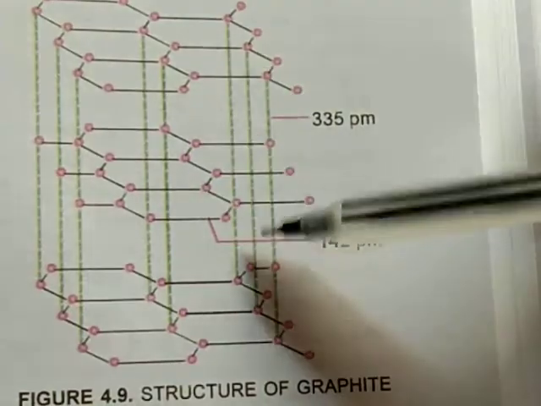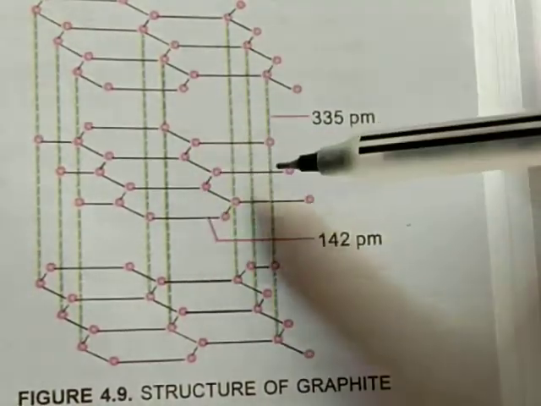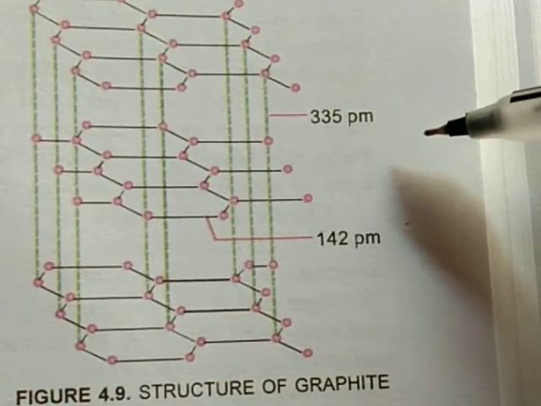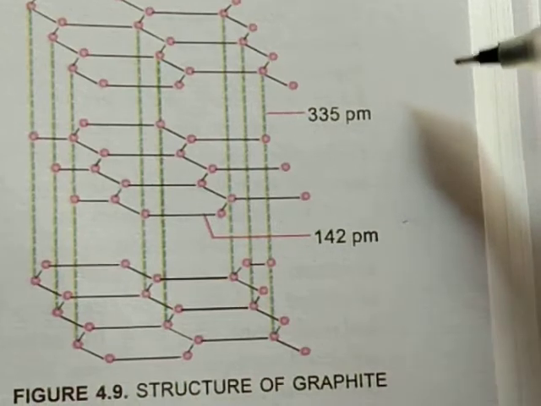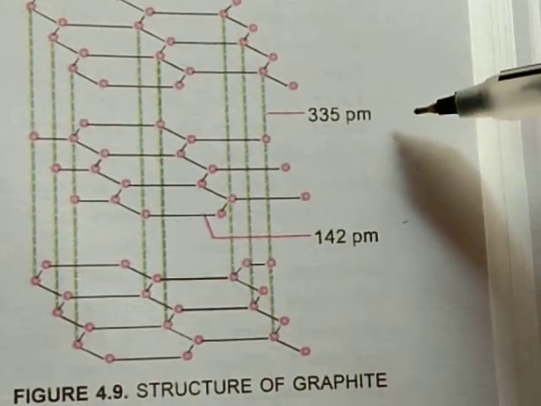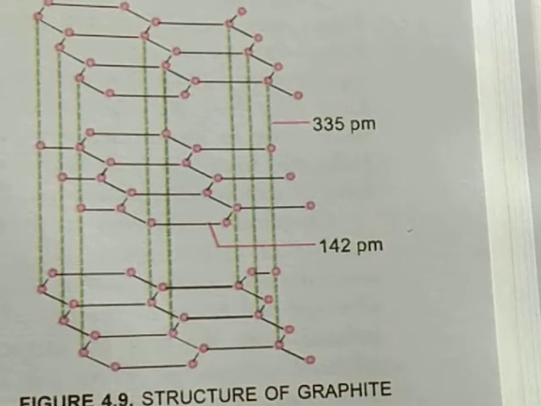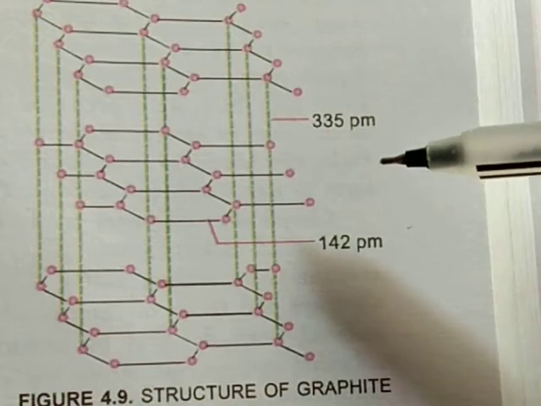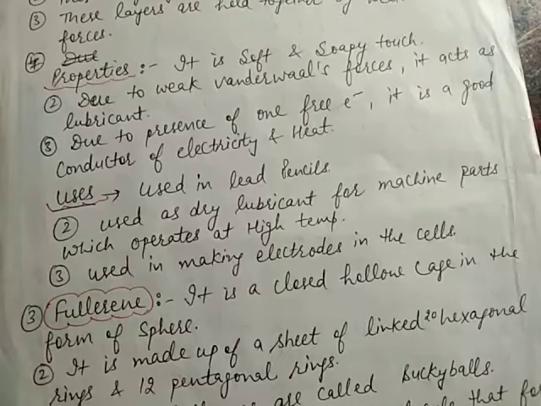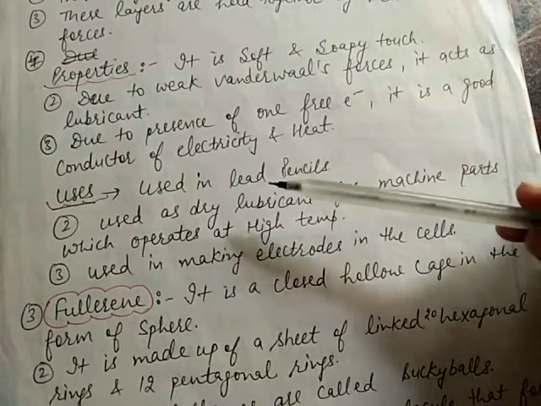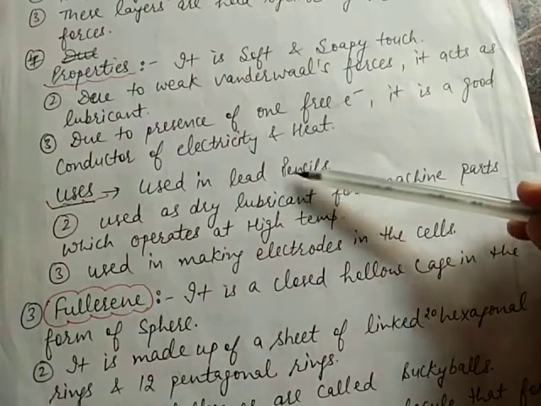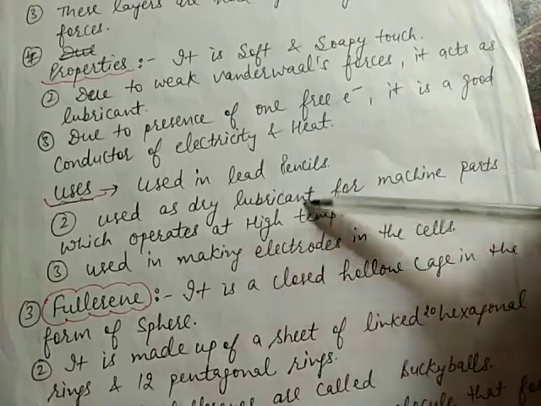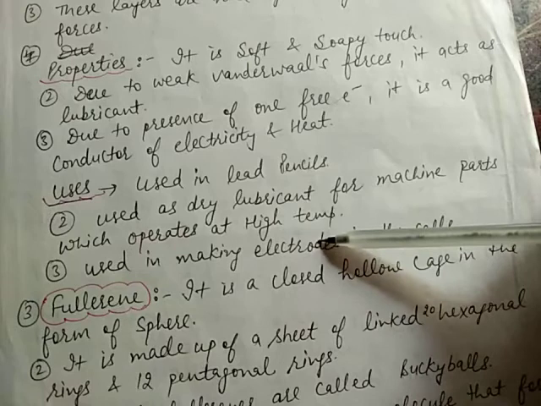Fifth point, mixed with wax and clay, graphite is used for making the cores of lead pencils. So it can mark paper black, so it is called black lead. So our pencil lead is made up of graphite. So these are the uses: lead pencils, dry lubricant for machine parts which operate at high temperature, and making electrodes.